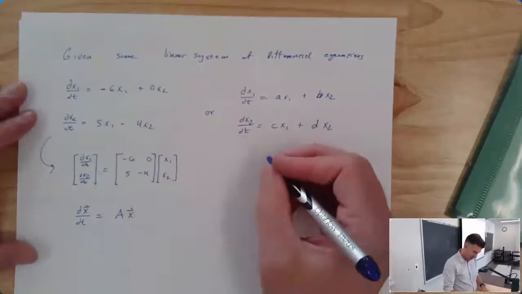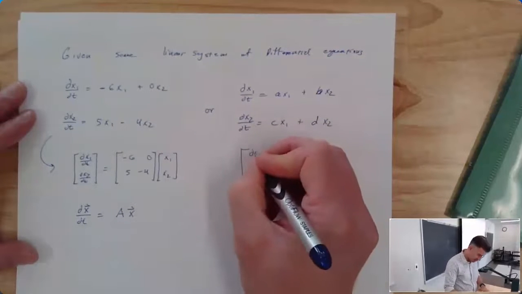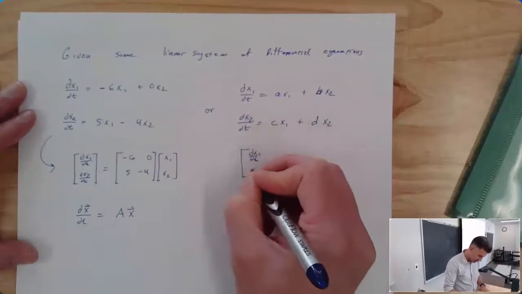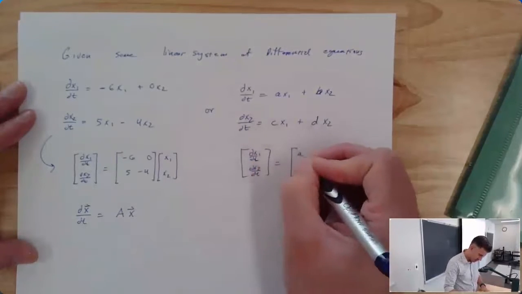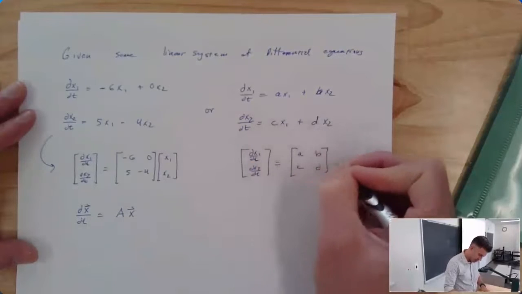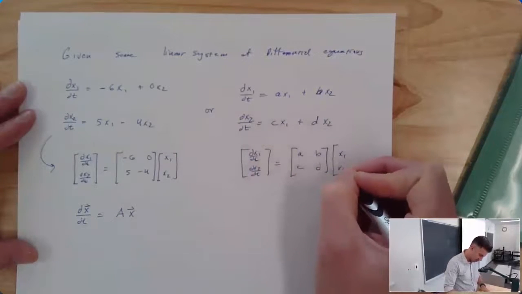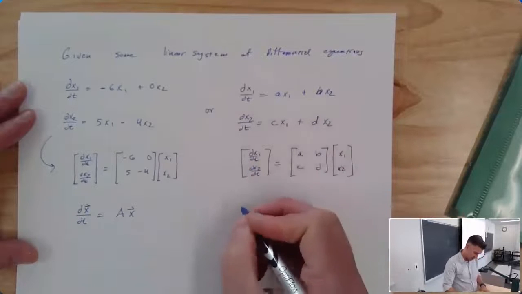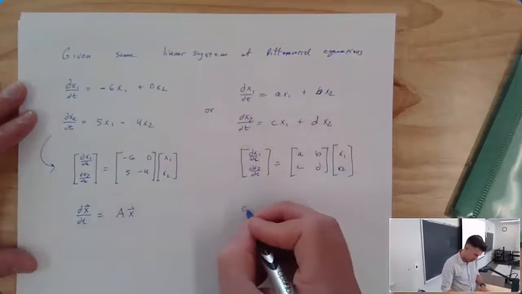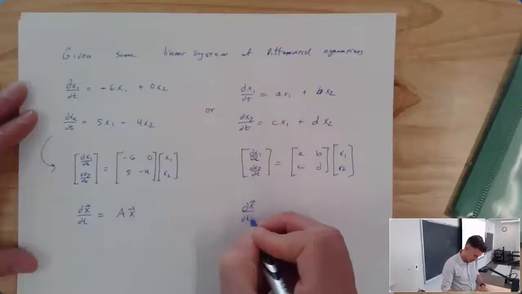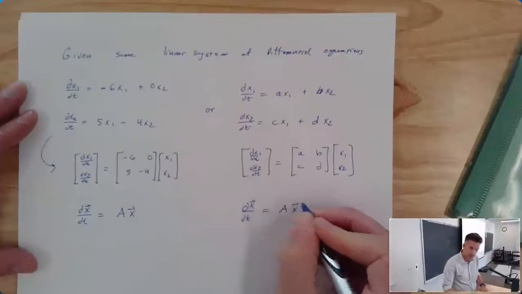Or for this one, the same sort of idea. Here we would have dx1/dt, dx2/dt equal to the matrix a, b, c, d times x1, x2. Or again, writing this, we would really have the same formula. So you could write dx/dt equal to, again, A times x.